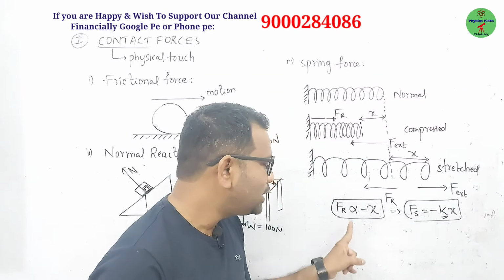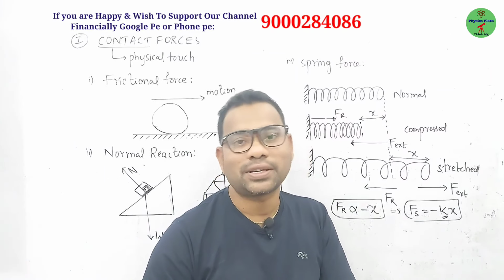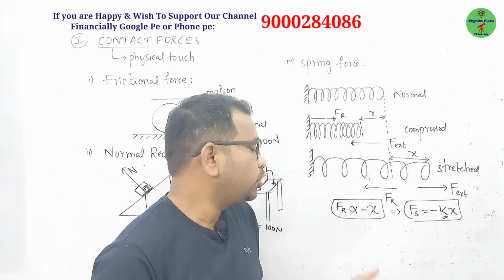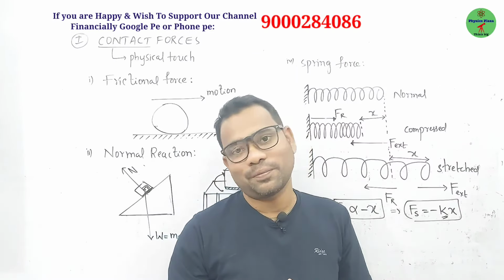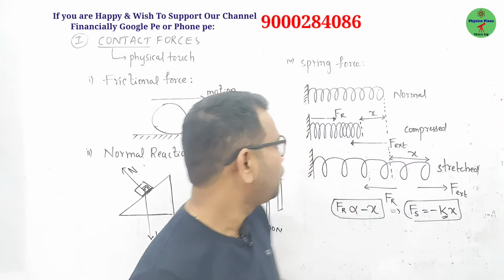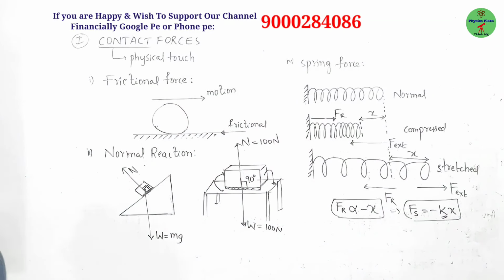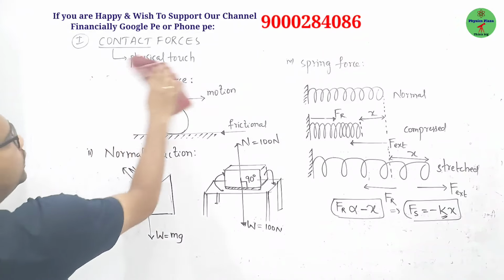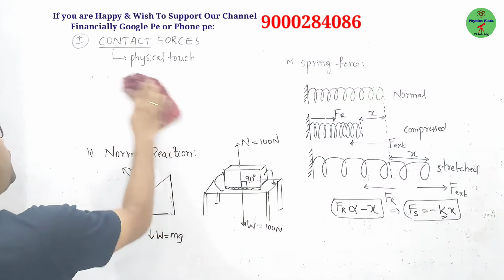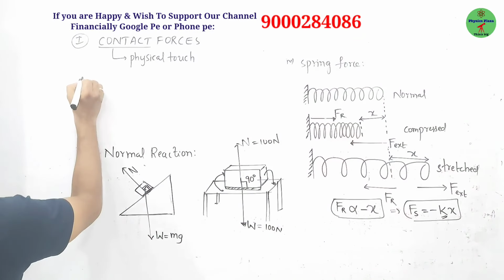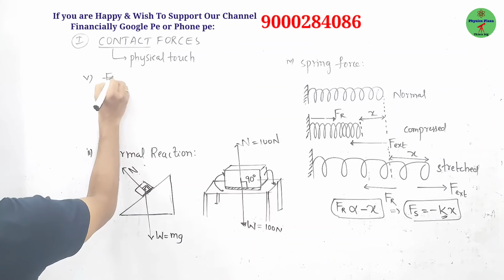And dear children, this is the principle of working of a spring balance. In higher classes, you will be learning this as Hooke's law. Is the point clear? Fine. So with this, we have done the fourth contact force. And the next one, the last one, is what? Forces during the collision.